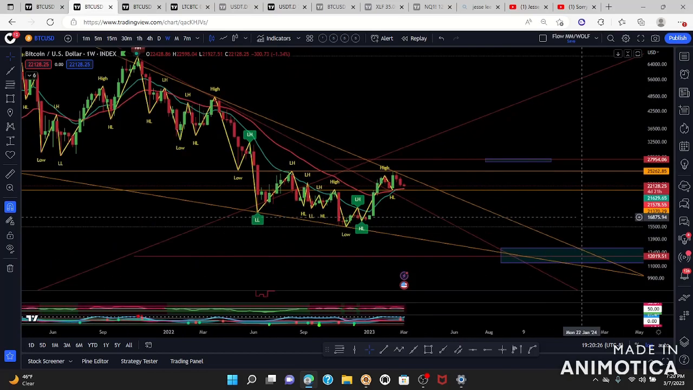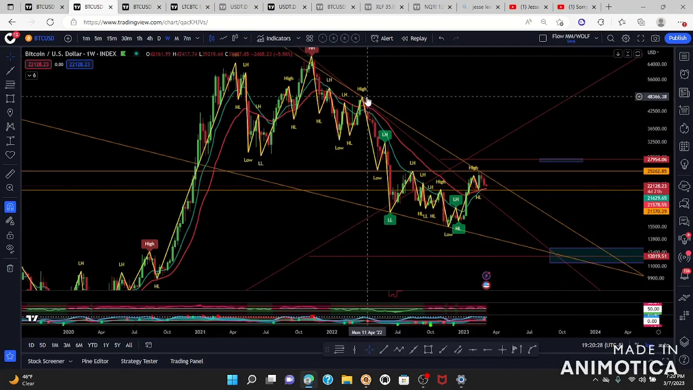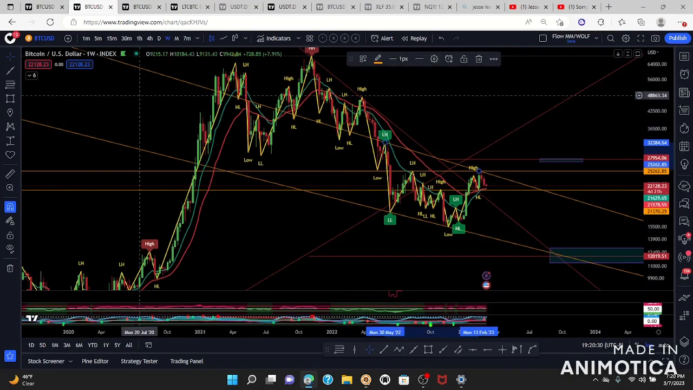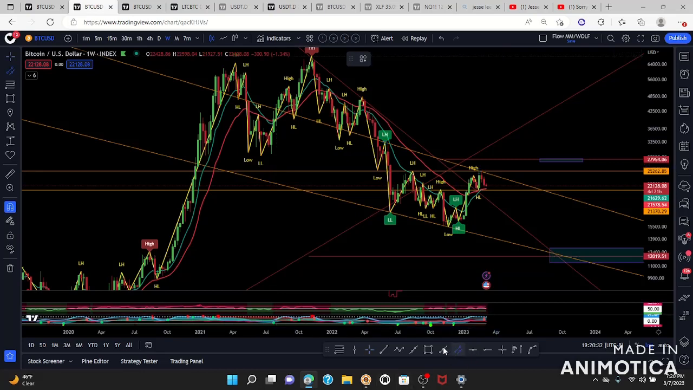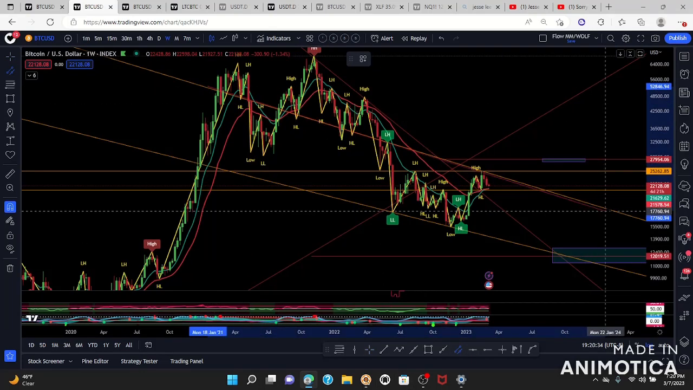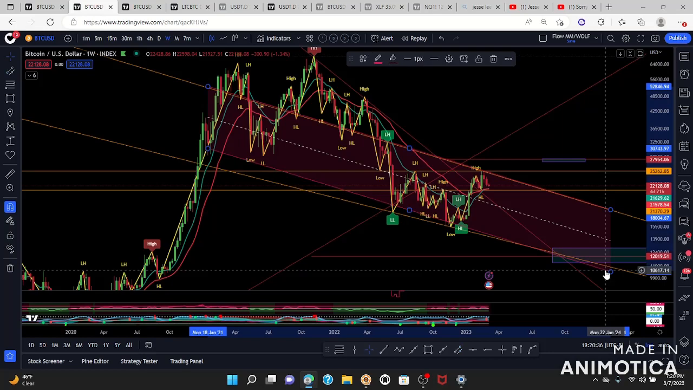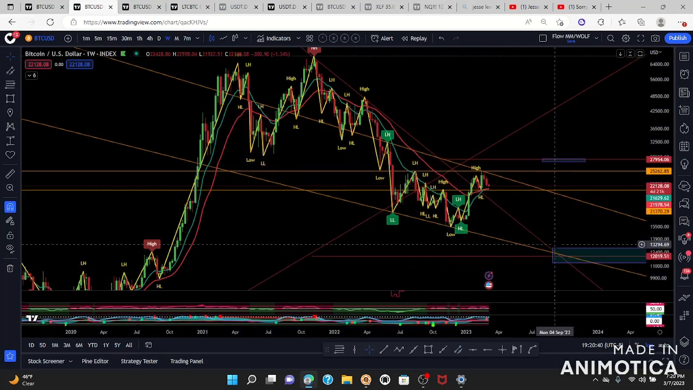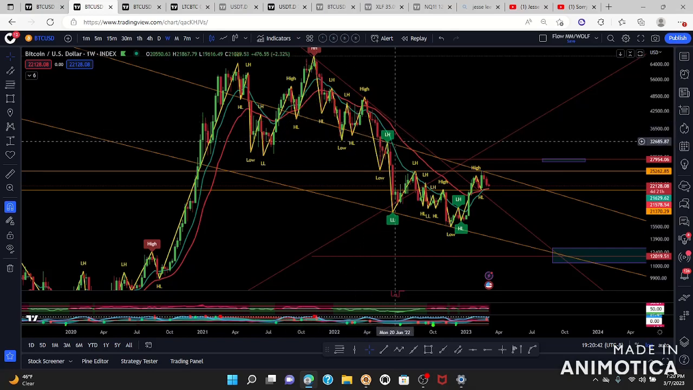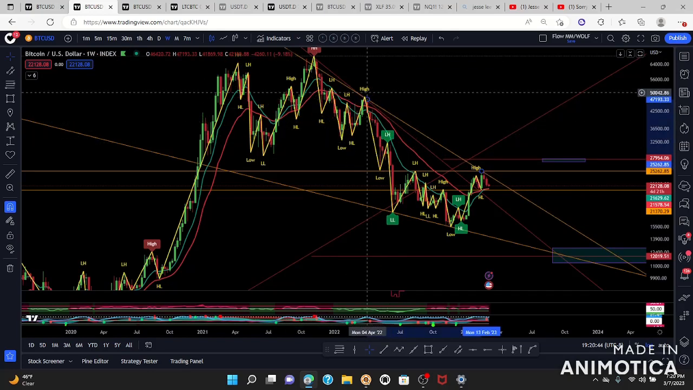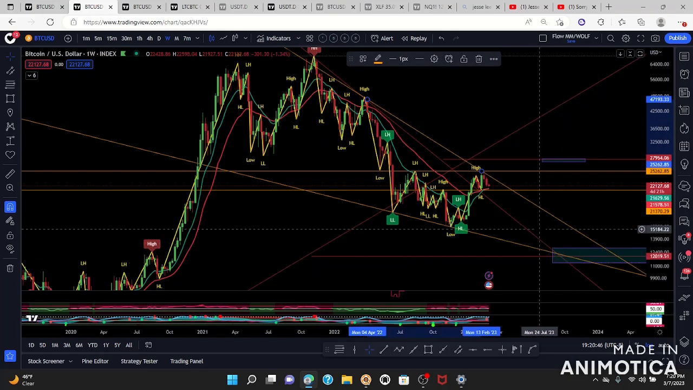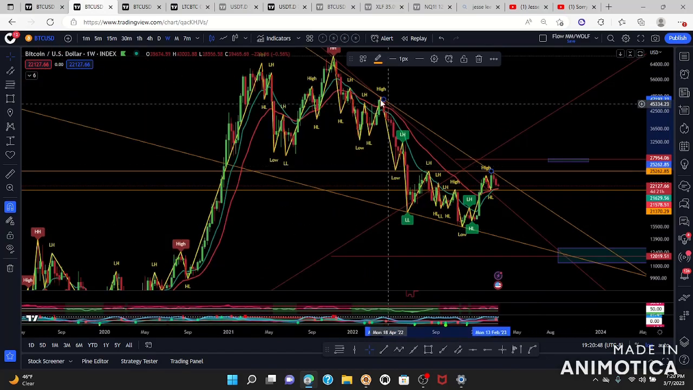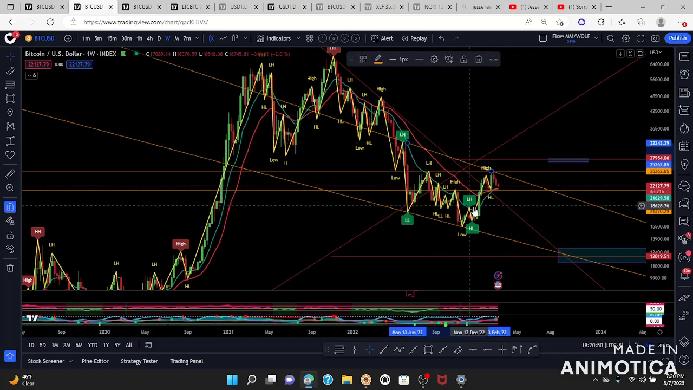I'm always looking for patterns. So if we go here, it looks like a channel, right? Like we're playing within a channel here. Interesting. So we could be in a channel, or we could be in a falling wedge within the weekly time frame. Okay, let's just go with the channel for now.